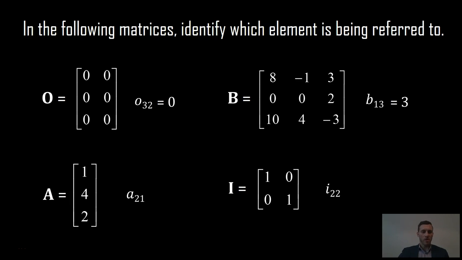On matrix A, we've got the element in the second row, first column. There's only one column, and that's going to be 4. Finally, in this last one, the identity matrix, matrix I, we've got the element in the second row, the second column, and that's going to equal 1.